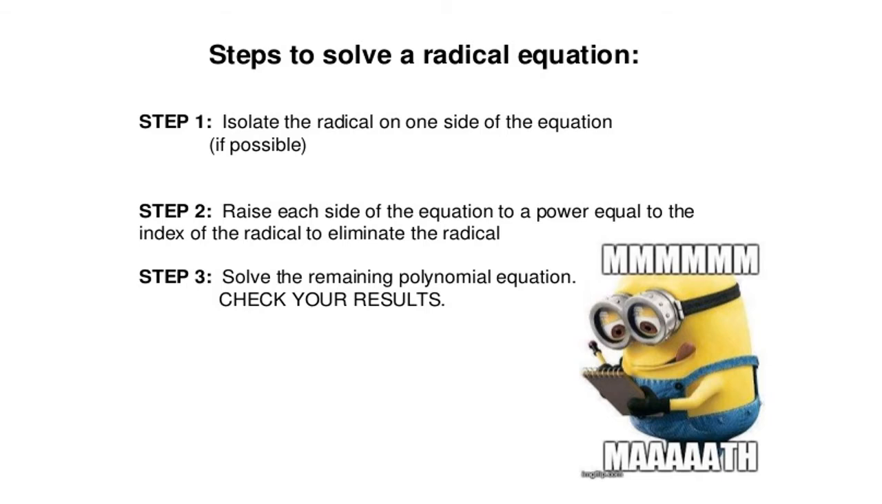How do you go about doing this? Well, first, you will isolate the radical term on one side of the equation. Then second, you will raise each side to a power equal to the index of the radical. Now, we're just going to be dealing with square roots. So when we're working this, we're just going to raise that to an exponent of 2. We'll square both sides. Then, like I said, you need to solve the remaining equation and check your results.